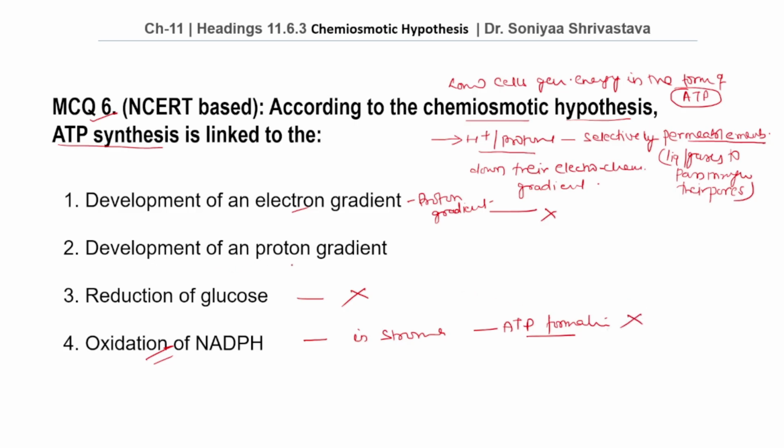Now the development of a proton gradient. Yes, this is our correct answer. Why? We have already seen as electrons move through the ETS, that is in cytochrome, protons accumulate inside the thylakoid lumen. When these protons flow back through ATP synthase from lumen to stroma, ATP is produced.